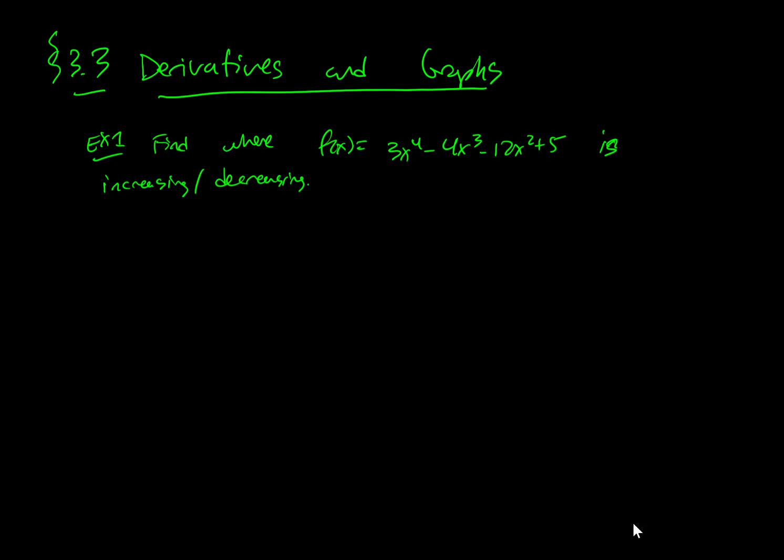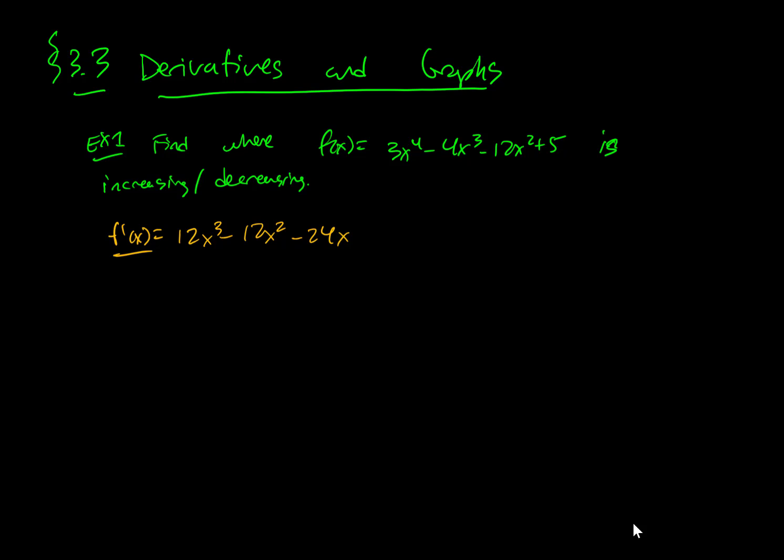Now, if they asked me to find the local min and the local max, I would instantly know to go to the derivative. Well, actually, going up and down also relates to the derivative, and that's what I was trying to point out earlier. So what we're going to do first is find the derivative. And this derivative is not too bad. We get 12x cubed minus 12x squared minus 24x plus 0. So there's its derivative.